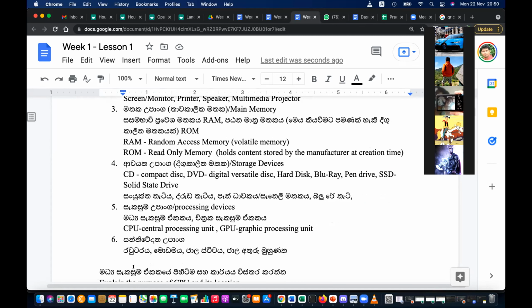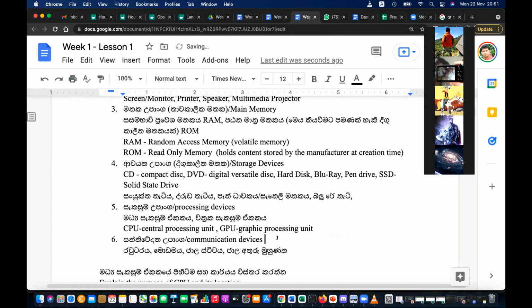And the last category is communication devices. Please write down that as well. You can edit the note, communication devices. And we can check whether you have edited the note or not. ඒකෙන් තමයි අපි attendance තව විදිහකට mark කරගන්නේ. We are marking attendance in two ways. So one is using this registering feature in breakout rooms.